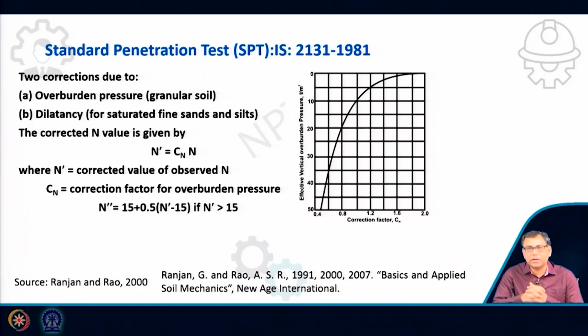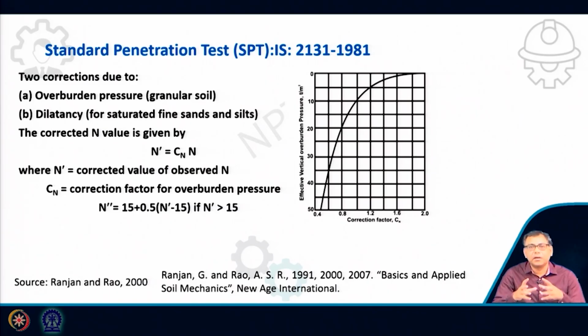Now why do you have to go for the dilatancy correction? Because if the N dash value is greater than 15, the soil will be treated as a dense soil. In that case there will be dilatancy. That means if we apply the hammer blow, the soil will expand. There will be a dilatancy effect.